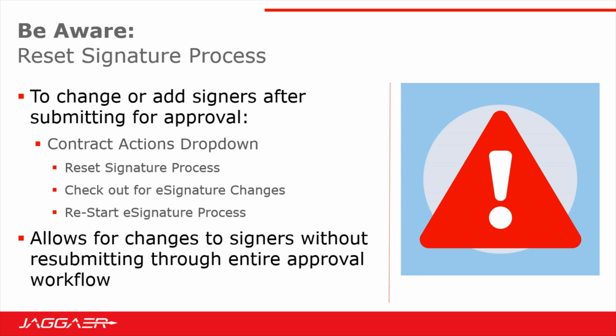So if you've submitted the contract for approval, then you realize you need to change or edit a signer, you can select Reset Signature Process from the Contract Actions dropdown. This will temporarily stall workflow and allow you to check out the contract for e-signature changes. If the DocuSign or Adobe Sign emails already went out, the signers would get another one that says the envelope was voided. Once you've edited your signers, you can check the contract back in, or select an option to restart signature process if you want to kick that off again immediately.